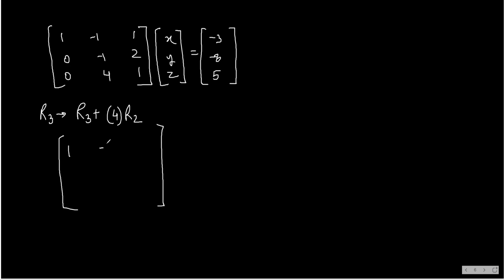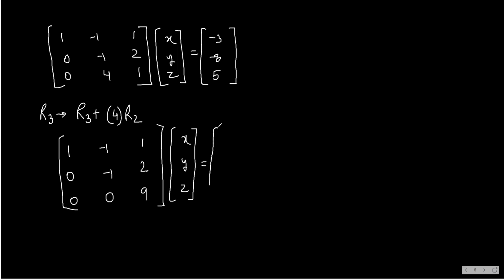R1 doesn't change, 1, minus 1, 1. R2 doesn't change, 0, minus 1, 2. R3 changes. How does it change? R3 plus 4 R2. Multiply 4 here, so it will remain 0. Multiply 4 here, minus 4, it will remain 0. And multiply 4 here, so 8. 8 plus 1 is 9. There is no change in the post-factor matrix, which is XYZ, it will remain as it is. We do not change the post-factor matrix when we are performing row transformation.